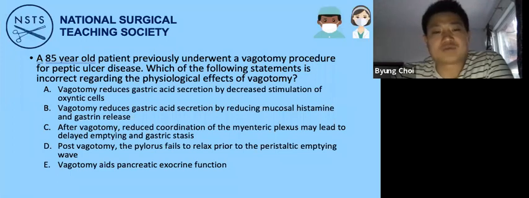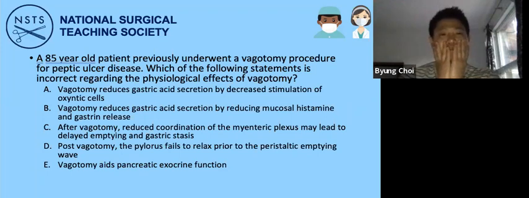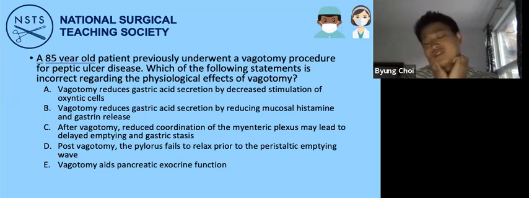So moving on to the next one. An 85-year-old patient previously underwent a vagotomy procedure for peptic ulcer disease. Which of the following is incorrect regarding the physiological effects of a vagotomy?